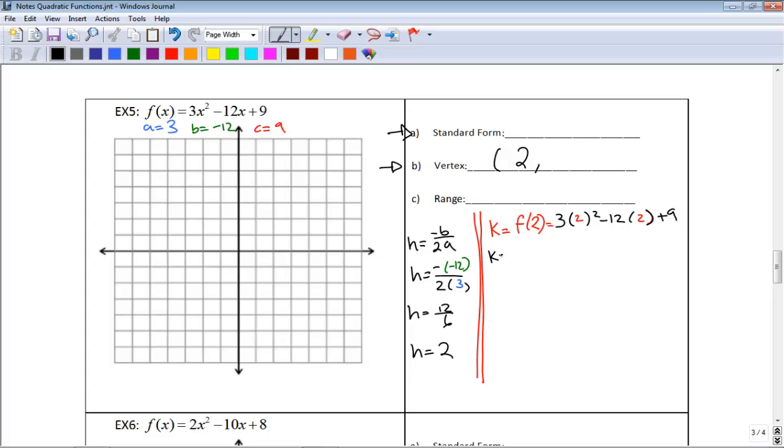So keep going here. K would equal, well, 3 times 2 squared, or 3 times 4 minus 12 times 2 is 24 plus 9. Keep going. 3 times 4 is 12. 12 minus 24 plus 9. Well, 12 minus 24 is a negative 12. If I add 9 to that, I get negative 3. So the K, or the Y value of the vertex, is negative 3.